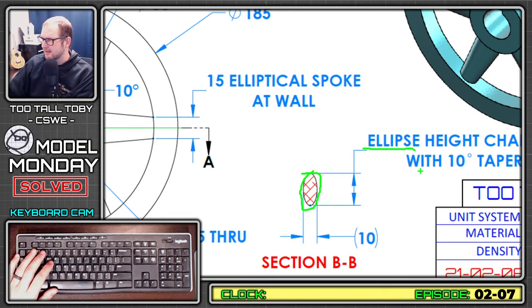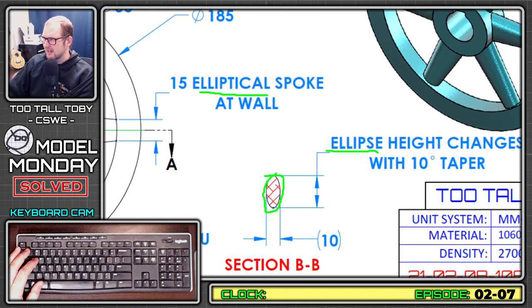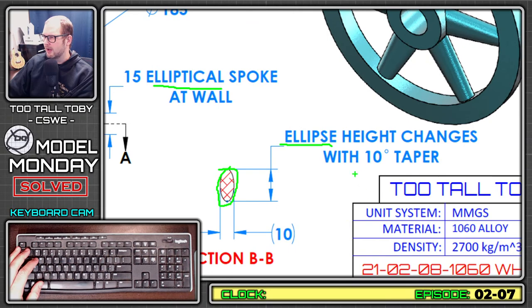Ellipse is a type of sketch feature that we have. It's a mathematical geometric feature that you can reference. So it's going to be elliptical in nature. And it looks like it has non-uniform height. So the ellipse actually has the height changing. I even put a note here on the print. The ellipse height changes with the 10 degree taper.